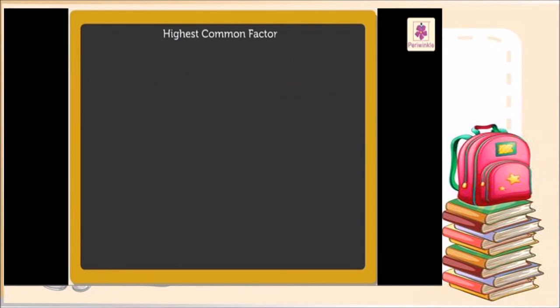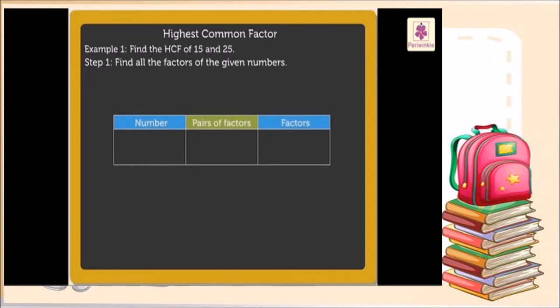To understand it in a better way, let us solve an example. Find the HCF of 15 and 25. We will follow a three-step process to find the highest common factor. Step 1. Find all the factors of the given numbers. Here, the pairs of factors of number 15 are 1 into 15 is equal to 15, 3 into 5 is equal to 15. Thus, the factors of 15 are 1, 3, 5 and 15.